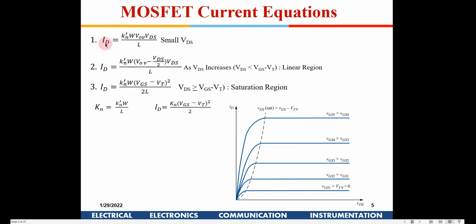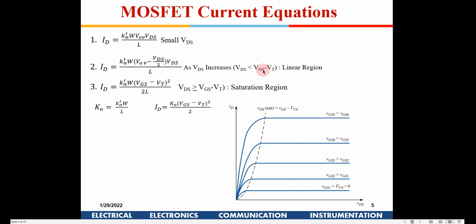So we know ID when the VDS is very small is given by Kn dash W by L VOV. VOV is nothing but VGS minus VT into VDS. So here just above 0 it is like a straight line, and then after that it comes into a linear region. Let's leave it like this, small VDS.